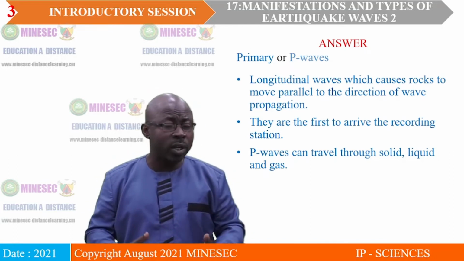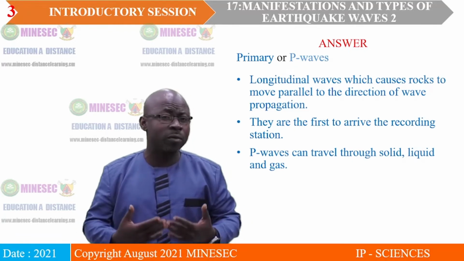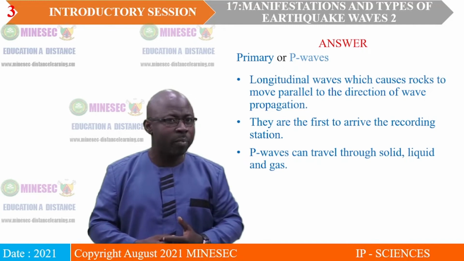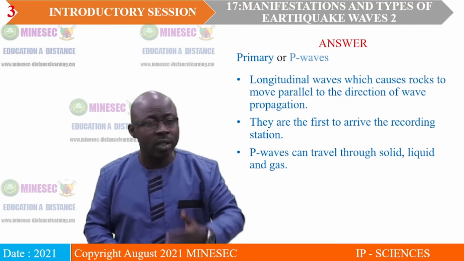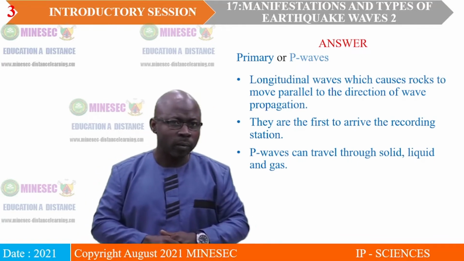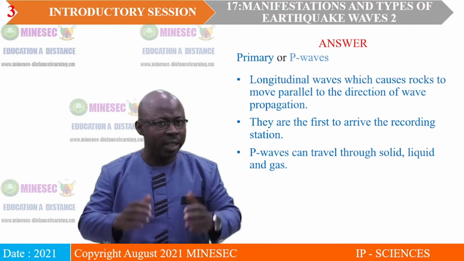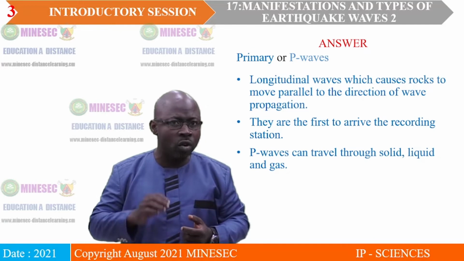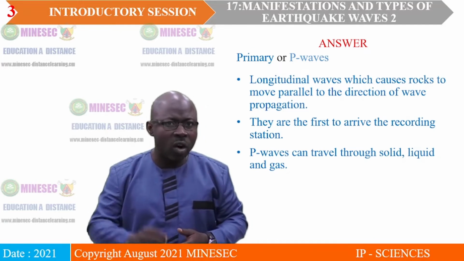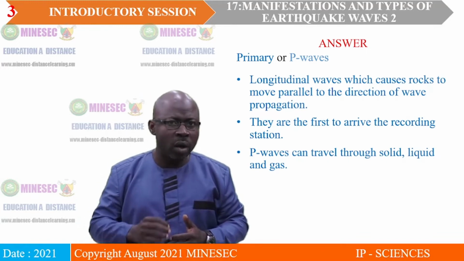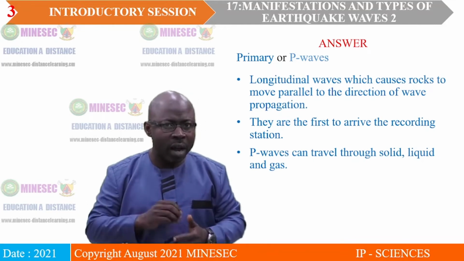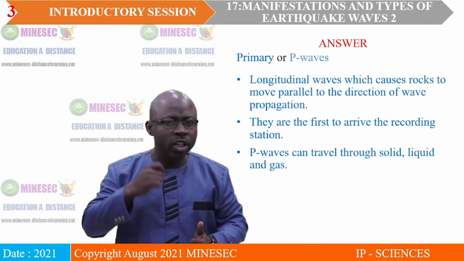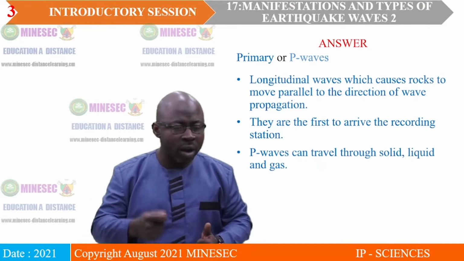So, to answer this question correctly, of giving a type of body wave and its characteristics, the question was simply asking you to give either the characteristics of a primary or P wave or the characteristics of a secondary or S wave. A typical example of a body wave is the P wave, which has the following characteristics. One, it is a longitudinal wave which causes rocks to move parallel to the direction of wave propagation. Second, they are the first to arrive at the recording station.